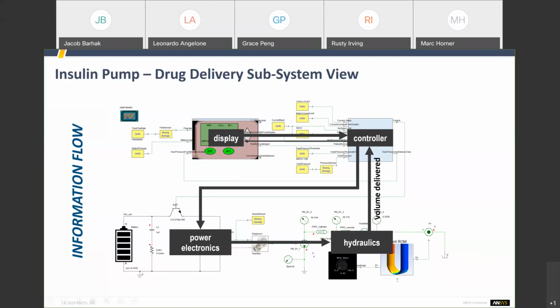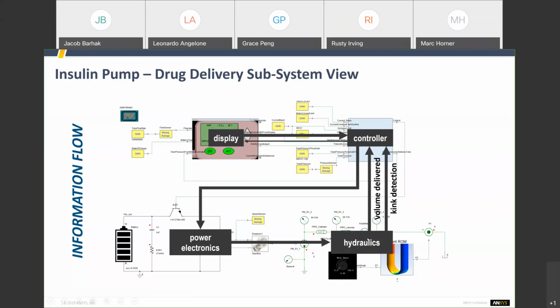But just to give you an idea of how this system works, we have a display where we can enter inputs about the patient, such as how many carbohydrates did they take in, what's their desired blood glucose level, et cetera. Once that information is collected, we send a signal to the controller that says, here's how much insulin is required for this patient after having a meal or a snack. Once the controller has received that data, it then goes to the power electronics and sends a signal that says it's okay to turn on the motor, which then activates the hydraulic system, which delivers drug to the patient through a catheter and a cannula.